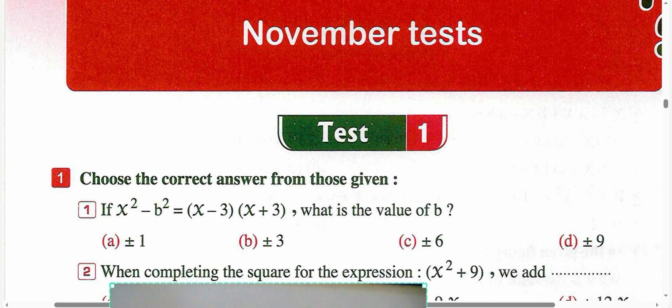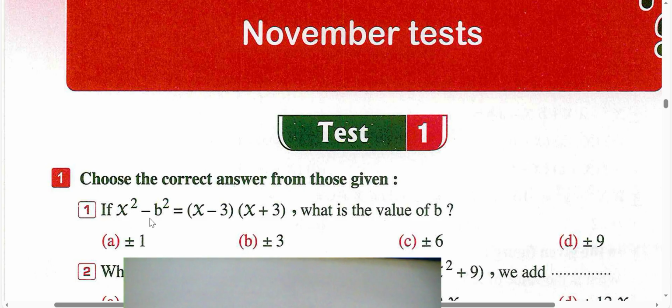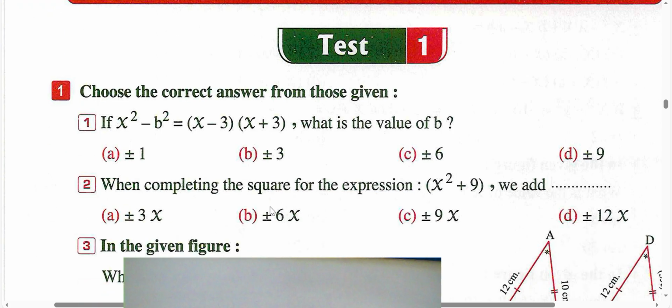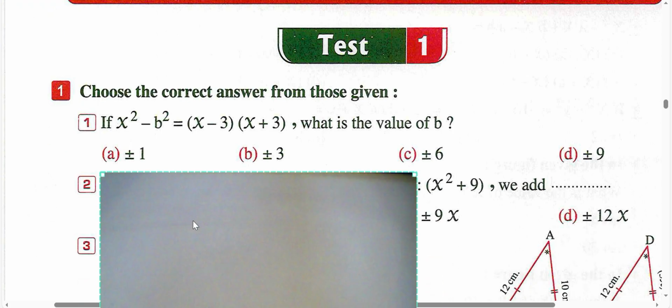Number 1. If x power 2 minus b power 2 equals (x minus 3) product (x plus 3), what is the value of b? We know (x minus 3) times (x plus 3) equals x power 2 minus 9. Then x power 2 minus b power 2 equals x power 2 minus 9. So we can find the value of b by comparing the similar terms, okay? The steps with me here.